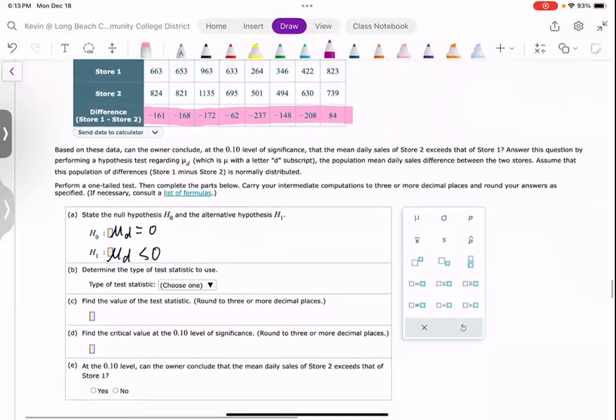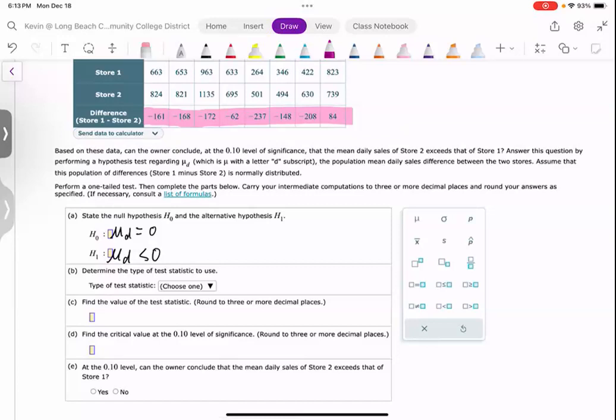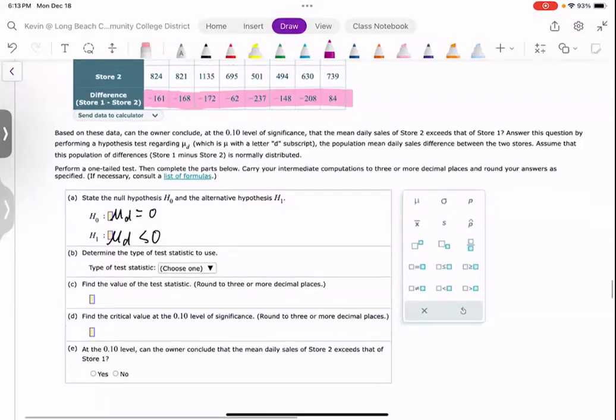So based on this data, can the owner conclude at the 10% level that the mean daily sales of store 2 exceeds that of store 1? Answer this question by performing a hypothesis test. We already did all this, the difference between 2 stores. Yes, okay, so let's get started.